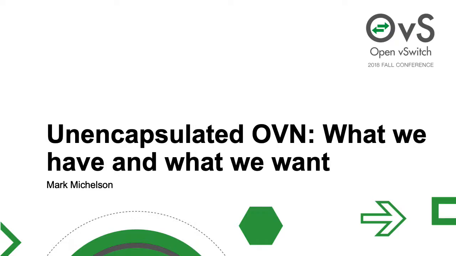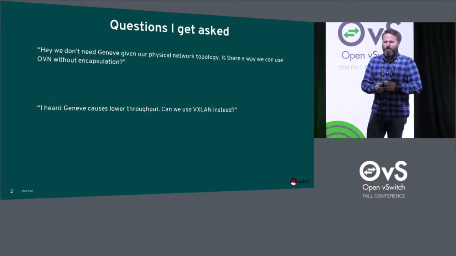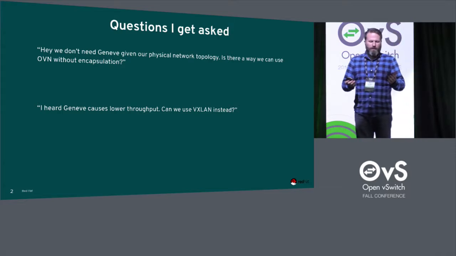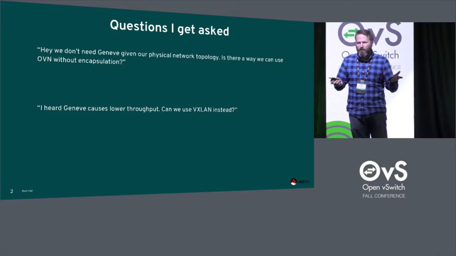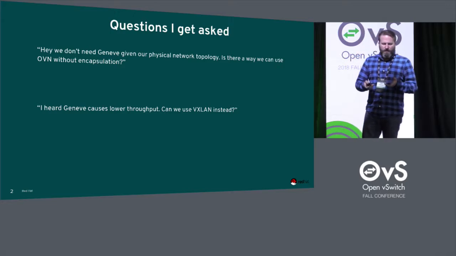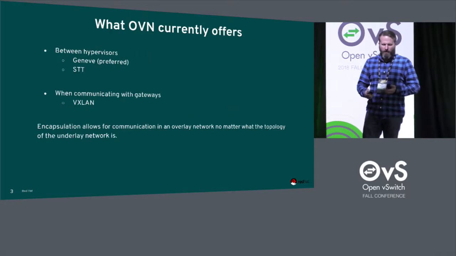So let's do something about encapsulation now. I get asked these questions pretty frequently. One is, hey, we don't need to be using Geneve encapsulation in our deployment. Is there a way that we can just not use it? Then the other one is, I want encapsulation, but I've heard Geneve is slow. Is there some way we can use VXLAN instead? So I'm going to talk through this a little bit.